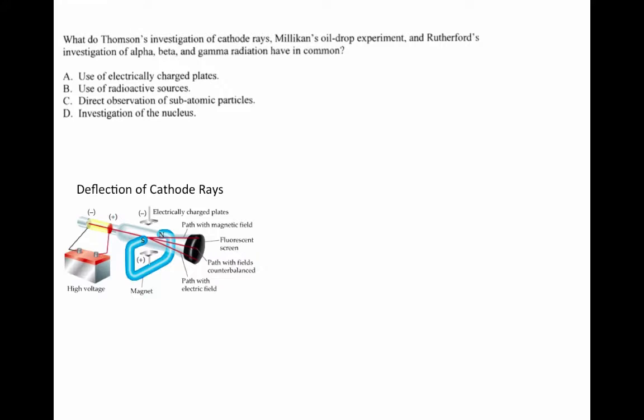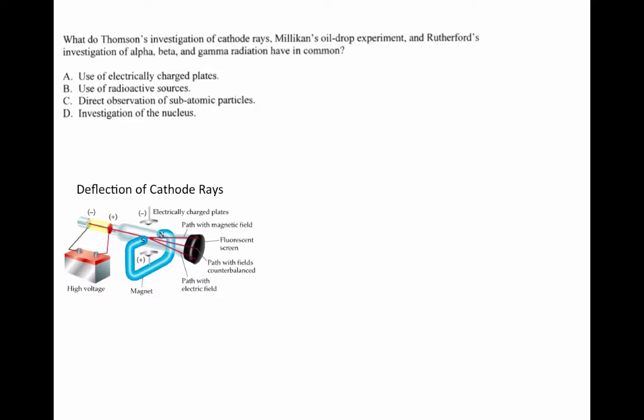In order to answer this, we need to know what each of the experiments included. If we want to compare and contrast them, we need to know what they were involved with. It looks like we have a range of choices here. Some of them are talking about the parts of the experiment. It looks like response C is what was being observed, and response D is what was being investigated.